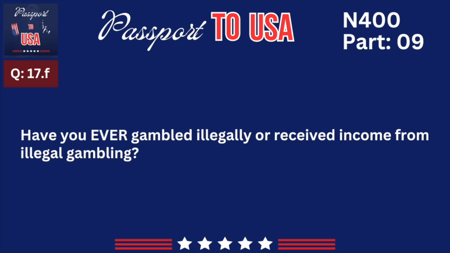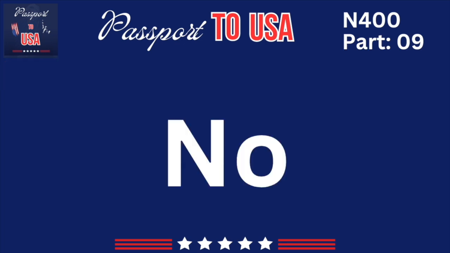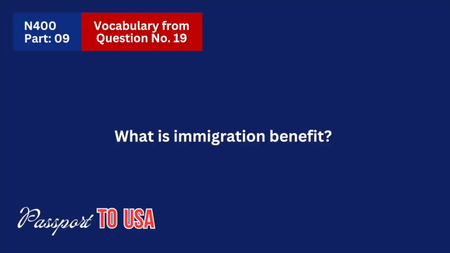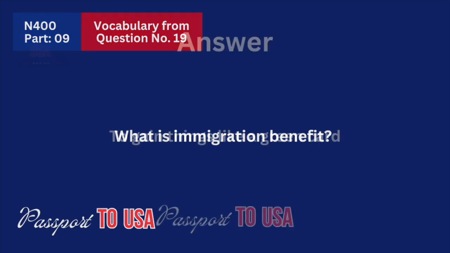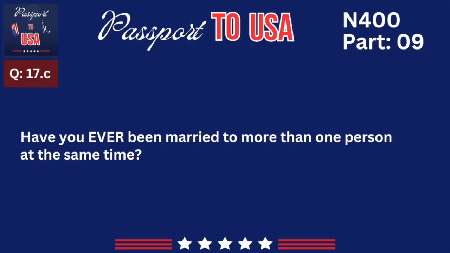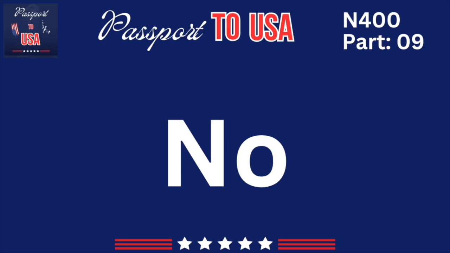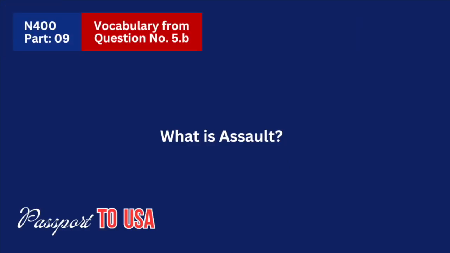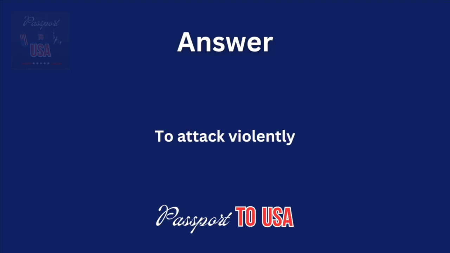Have you ever gambled illegally or received income from illegal gambling? No. What is immigration benefit? To gain things like a green card. Have you ever been married to more than one person at the same time? No. What is assault? To attack violently.